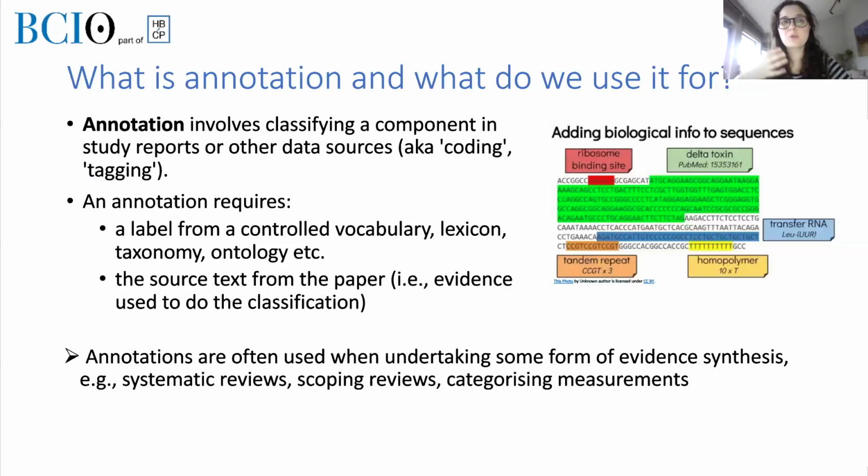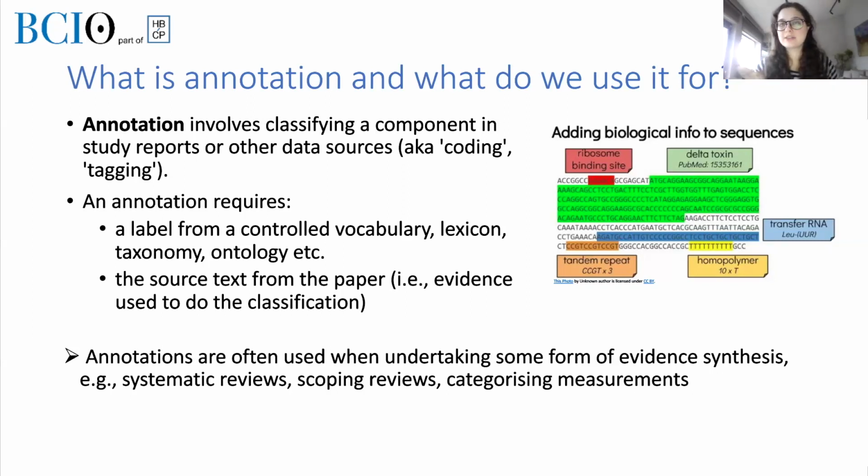So first off, what is annotation and what do we use it for? So annotation involves classifying a component in a study report or other data resource. It can also be referred to as coding or tagging, which you might be more familiar with. An annotation requires a label from a controlled vocabulary, lexicon, taxonomy, ontology, or any other type of classification system, and it requires the source text from the paper or the data source, so evidence used to do the classification.